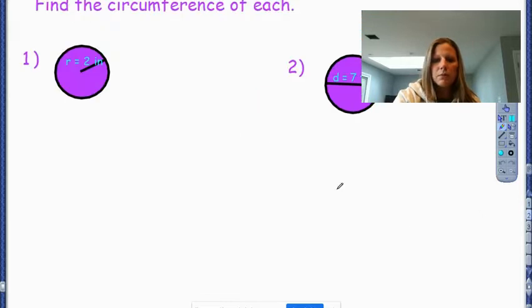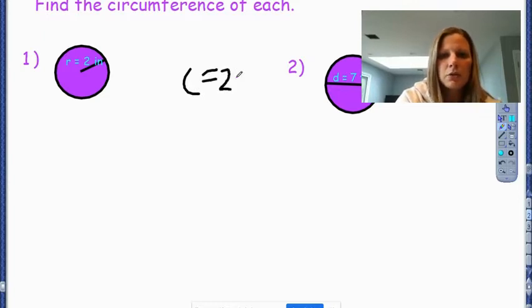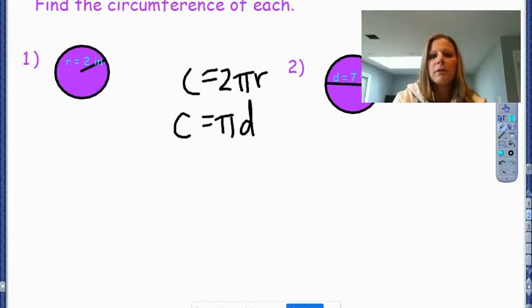So I'm going to go to number 1, find the circumference of each circle. So remember, our two formulas for circumference are 2 pi r or pi d. So number 1, we're given the radius. So we're going to use this formula.